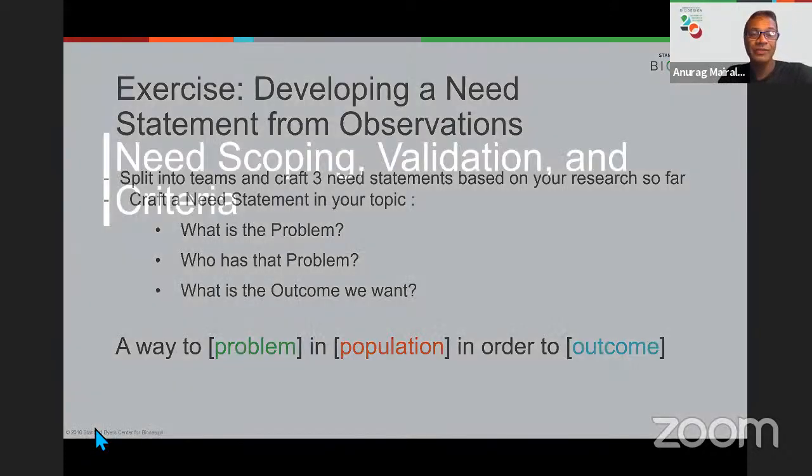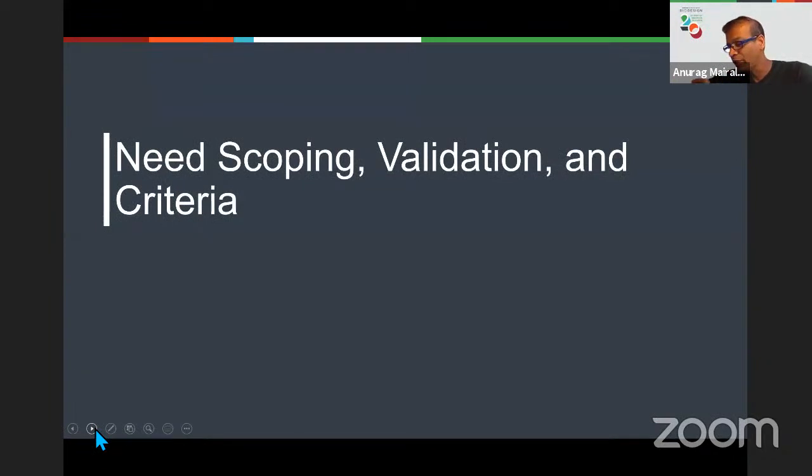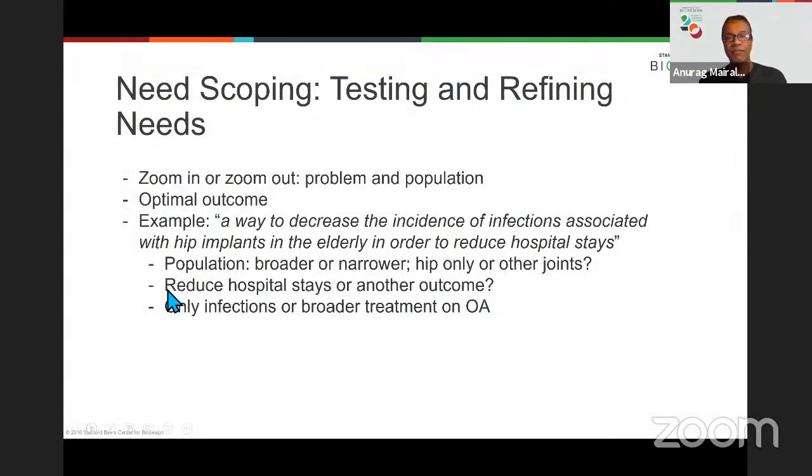Okay. All right. So, need scoping and validation. We have about 30 minutes left. So, need scoping, validation, and criteria. I'm going to provide a light touch on it, but they are very important. You want to scope your need really well.